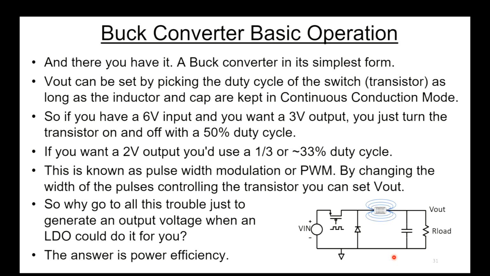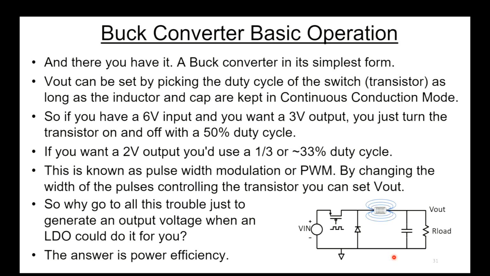So if you have a 6-volt input and you want a 3-volt output, you just turn the transistor on and off with a 50% duty cycle. If you want a 2-volt output, you use a 1/3 or a 33% duty cycle. This is known as pulse width modulation, or PWM. So by changing the width of the pulses controlling the transistor, you can set Vout.